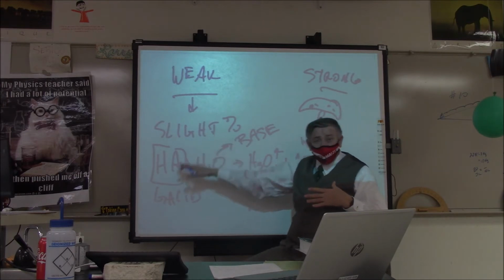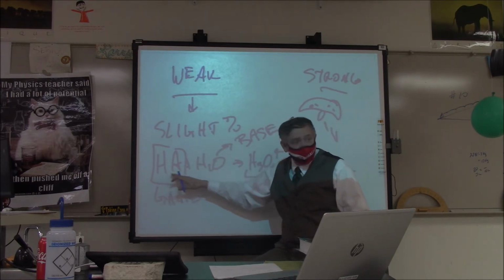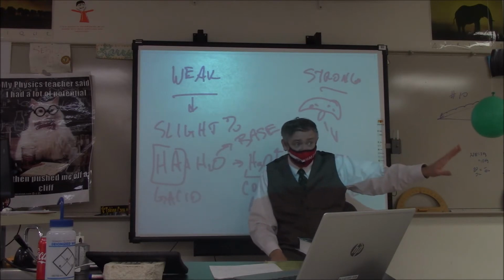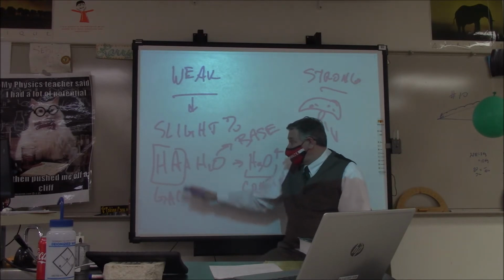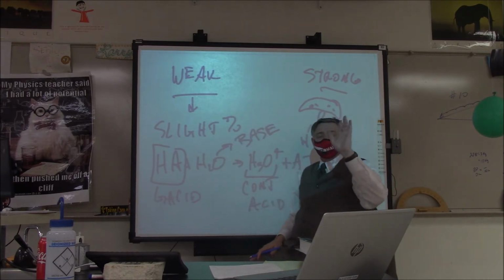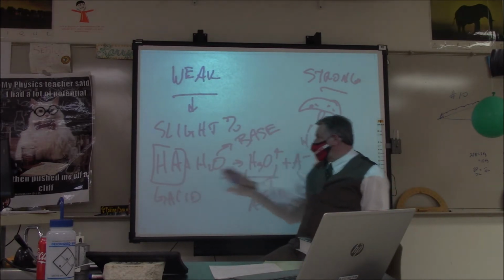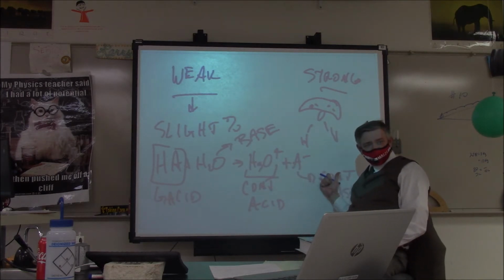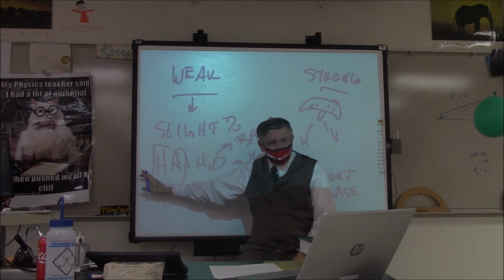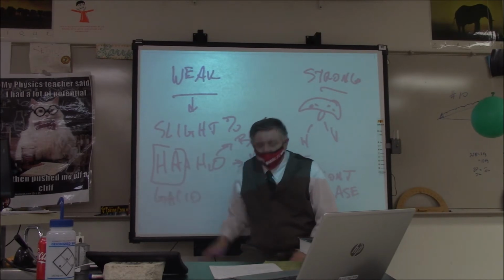But if it's a strong acid, you have a very weak attraction. There's some attraction, but as soon as you see your buddies, bam, we're out of here. So if it's a strong acid, equilibrium is to the right. If it's a weak acid, equilibrium is to the left.